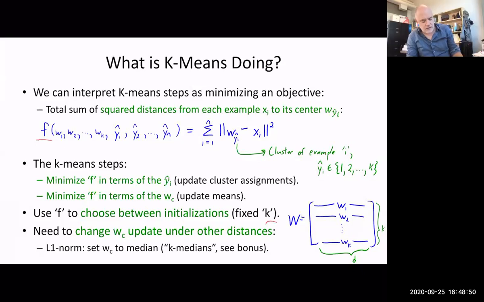We should note that the update to the cluster means will need to change if you use different distances. That should be pretty clear. When you minimize f in terms of the means, I already gave you a method for deriving the update, which is basically to solve the gradient fixed point equation. But if you choose, for instance, the L1 norm, the solution to that fixed point update is to set the cluster mean to the median, but you have to derive that basically for each of the different k-means objectives.